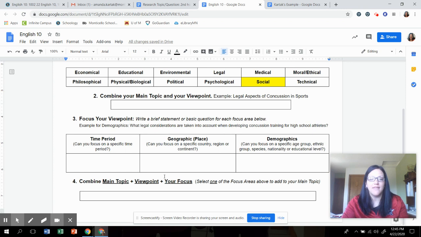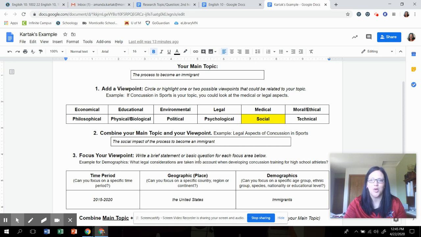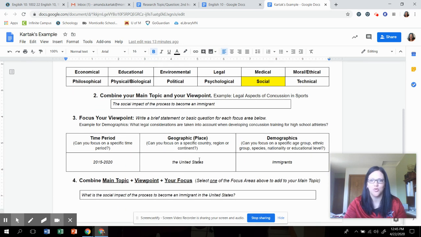And then last but not least, you're going to combine that all together. So I used an example, and this is how I came up with the research question that I'll go back to on the Google document that you will be editing. So my main topic, the process to become an immigrant, and then I'm focusing on the social aspects. So when you start combining that, that makes it a little bit easier, the social impact of the process to become an immigrant. And that is helping kind of narrow down my question.